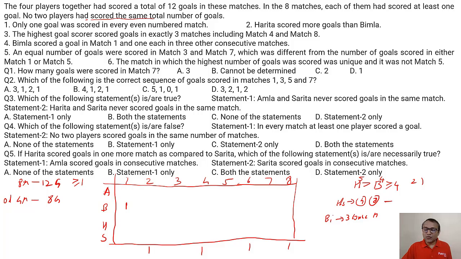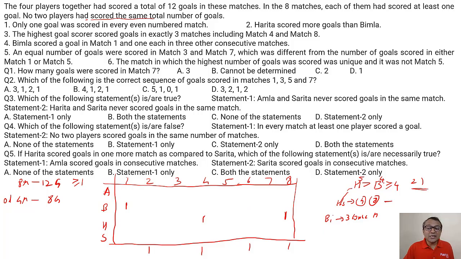The minimum that Bimla can have is 4. Automatically the minimum that Harita can have is 5, 9 for these 2. So 3 will be for the remaining 2, making 12. They have distinct 1 and 2 possible. So we know Bimla has scored 4 when the highest is Harita. Harita has scored in match 4, match 8 and 1 more match.